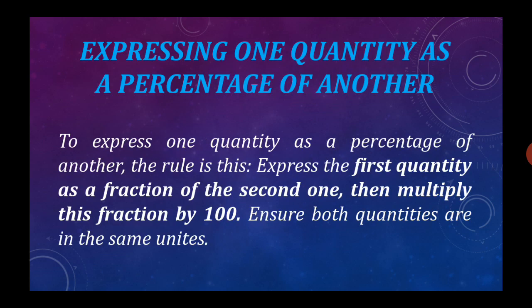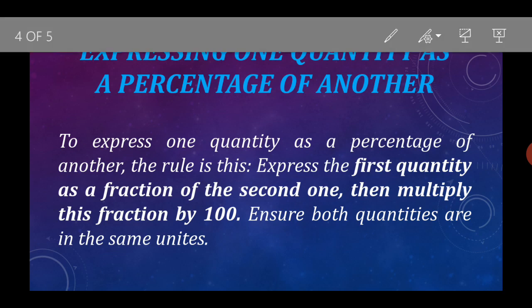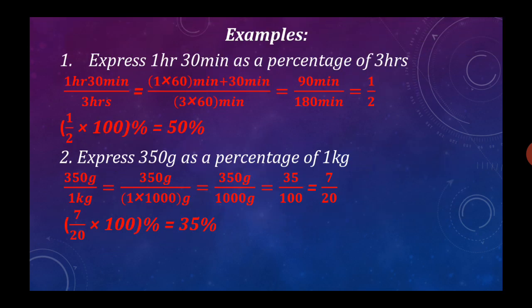Now, our slide also says then multiply this fraction by 100. That means our 1 over 2 we get here, we multiply it by 100. That's why we have it here. 1 over 2 times 100 is the same thing as 100 over 2. 2 in 2 is 1, 2 in 100 is 50. That's why we have it as 50%.